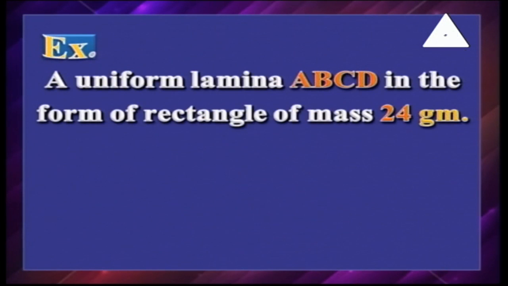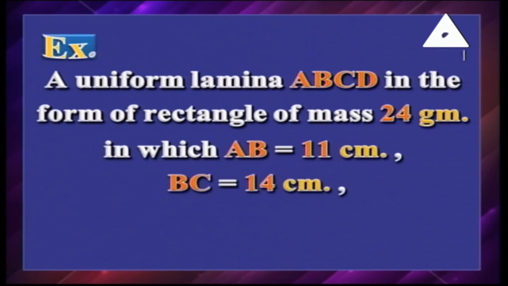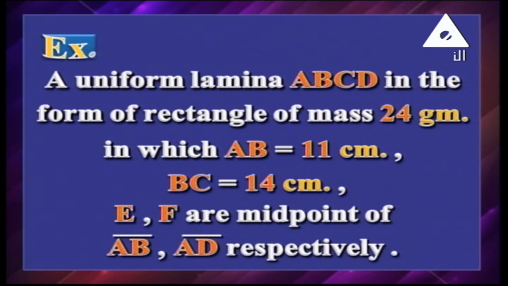The first example: a uniform lamina ABCD in the form of a rectangle of mass 24 gram. Remember, my dear student, if we have a uniform rectangular lamina, then the center of gravity lies on the center of its diagonal. Excellent. This lamina has mass 24 gram, in which AB is 11 centimeter, BC is 14 centimeter, and E and F are midpoints of AB and AD respectively.